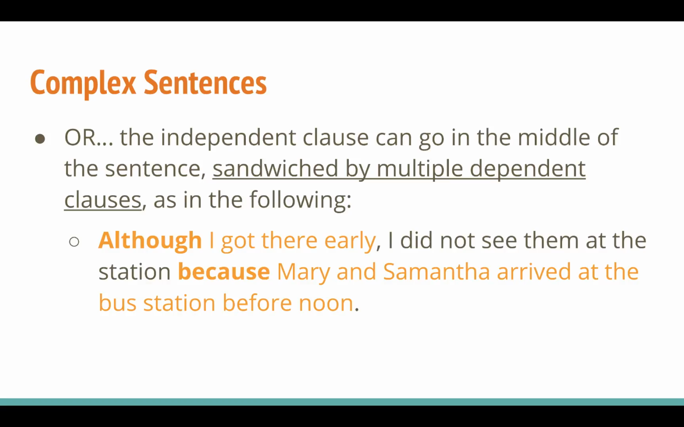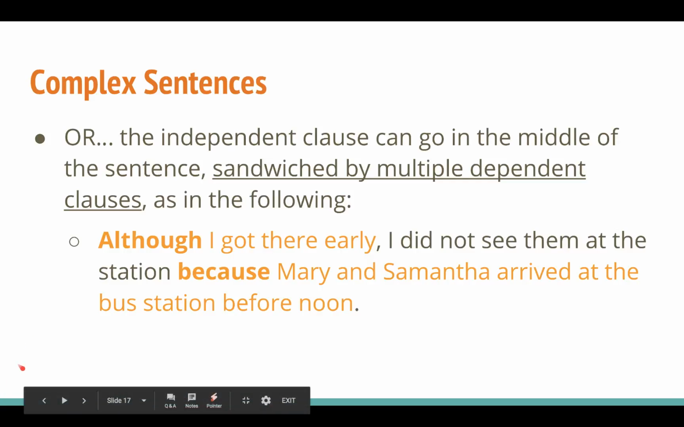Or, here's a tricky one, the independent clause can go in the middle of the sentence, sandwiched by multiple dependent clauses as in the following. Although I got there early, I did not see them at the station because Mary and Samantha arrived at the bus station before noon. So we have although, which is a subordinating conjunction.